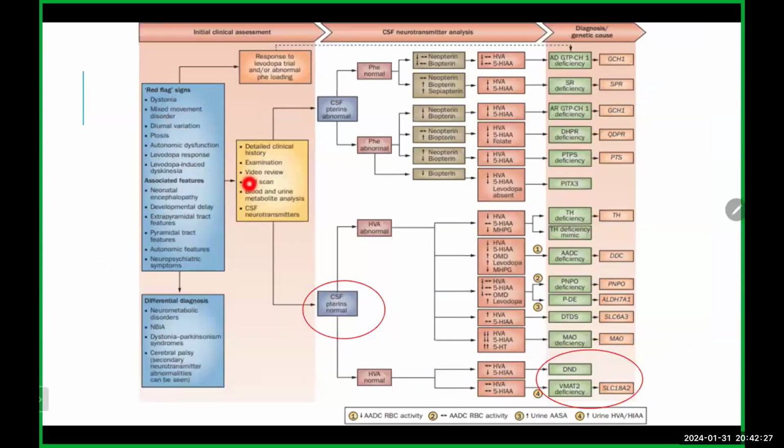So when we see the red flag signs of neurotransmitter deficiency like dystonia, mixed movement disorder, diurnal variation, autonomic dysfunction, levodopa responsiveness, if the clinical history and examination are fitting, then CSF pterins will be done. If the CSF pterins are normal, and in our case CSF HVA is not available, but if the urine HVA and HIAA are increased, then it points towards VMAT2 deficiency and SLC18A2.